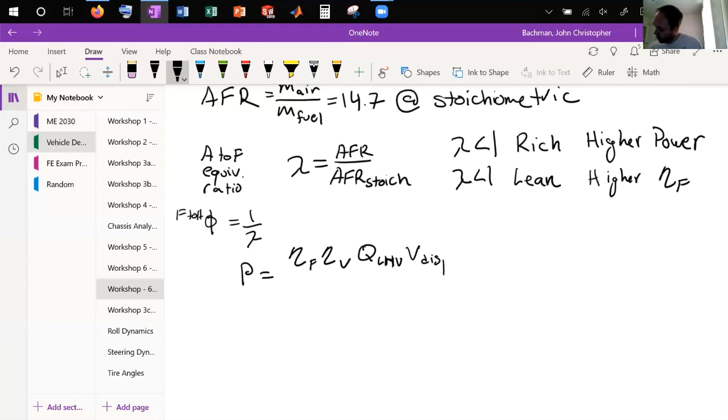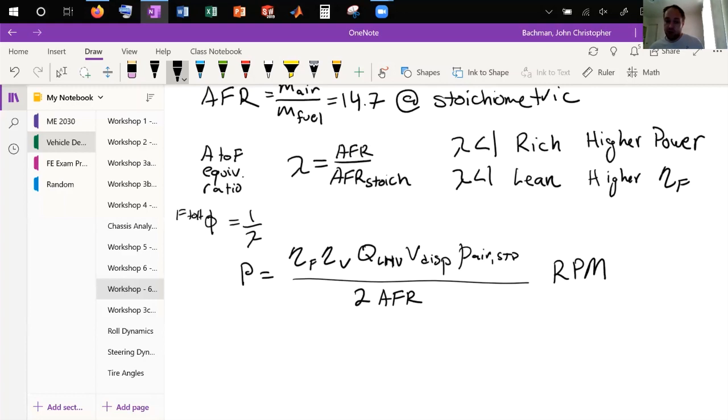We have our displaced volume, right? We have the density of the air. This is actually at STP, right? So the volumetric efficiency takes into account any changes in the density of the air that's actually in the cylinder, over your air fuel ratio. And this is all multiplied by your RPM.